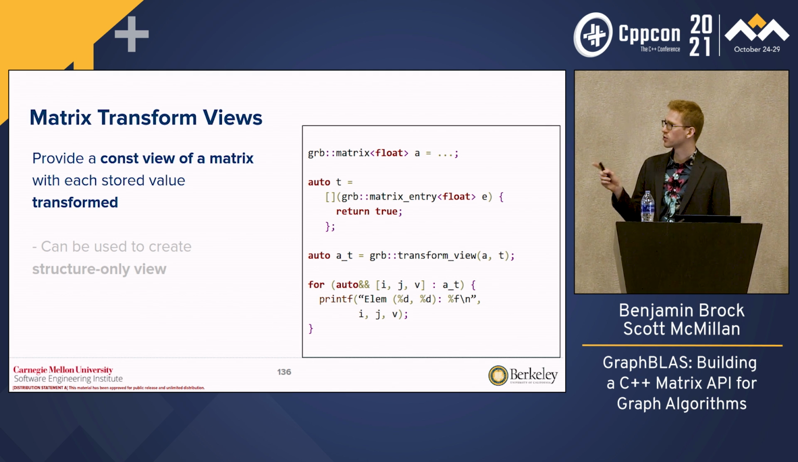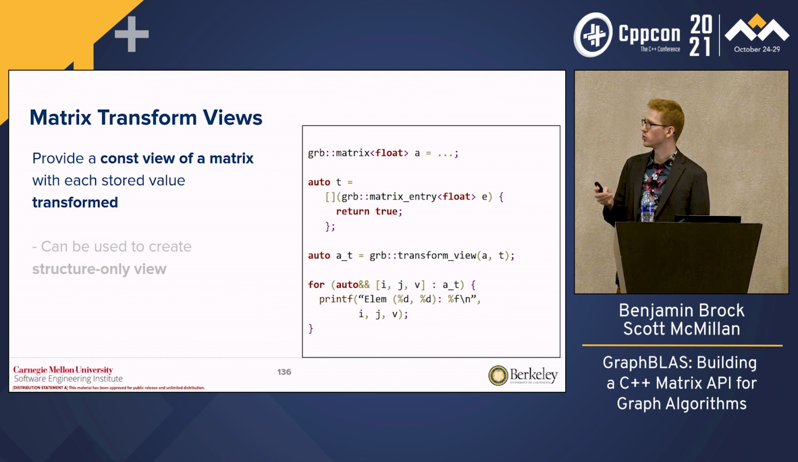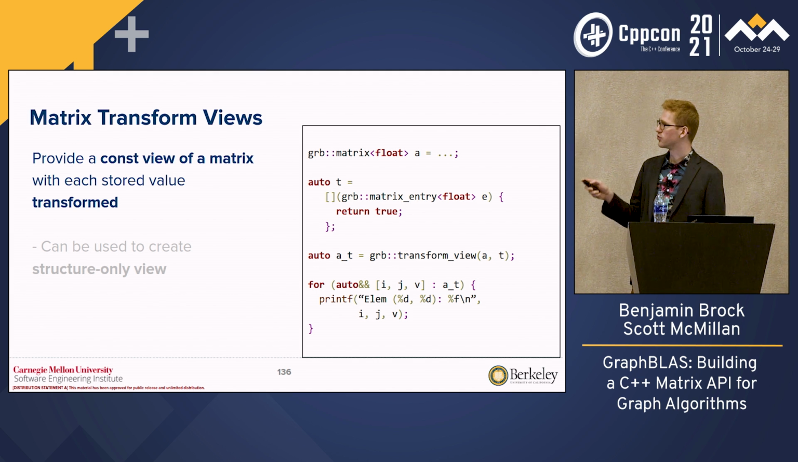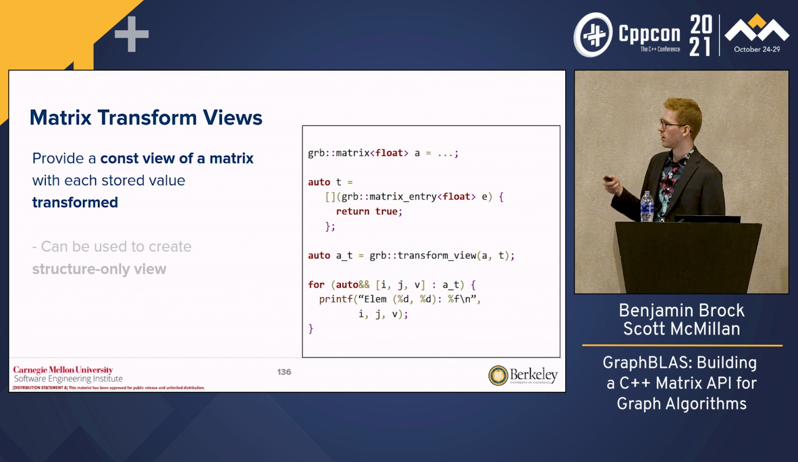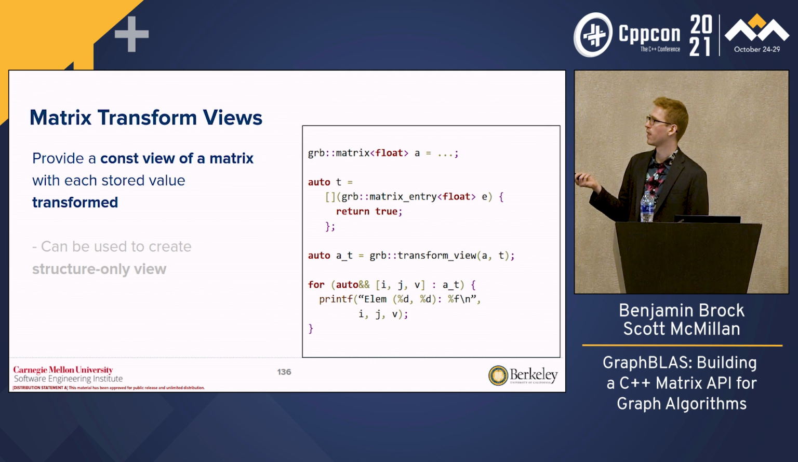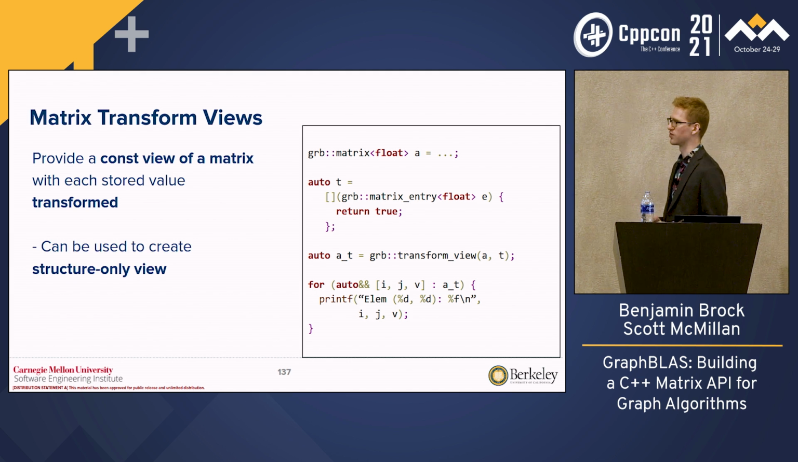Matrix transform views are a very powerful form of view where you can provide a transformation function to a view and then apply that function to every non-zero, or every stored value, present in that matrix. For example, here we have a unary operator that just returns true for every single matrix entry. We can create a transform view given a matrix and that operator. This will have the same non-zero pattern and the same size as the original matrix, but it will appear to have true stored for all of its values in this view.